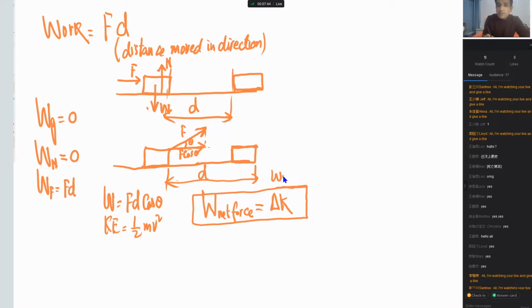And this is the work energy theorem, very important, a very powerful tool in mechanics. We use this one to answer many mechanics problems. So this is called the work energy theorem, a very powerful tool.